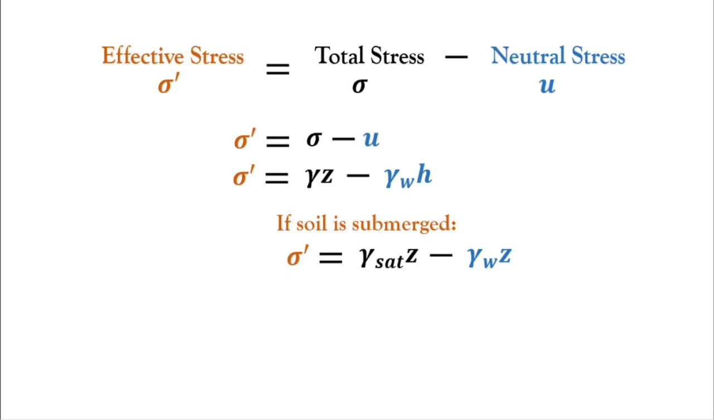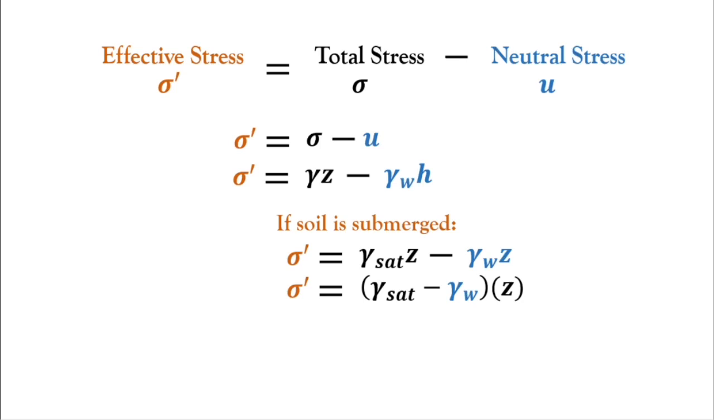Multiply by Z, or the depth or the thickness of the soil below the groundwater table, minus gamma of water times Z. Now you can see that there is Z in both terms, so we can factor it out of the equation. So we can have gamma sat minus gamma water multiplied by the thickness of that specific soil submerged in the groundwater table.